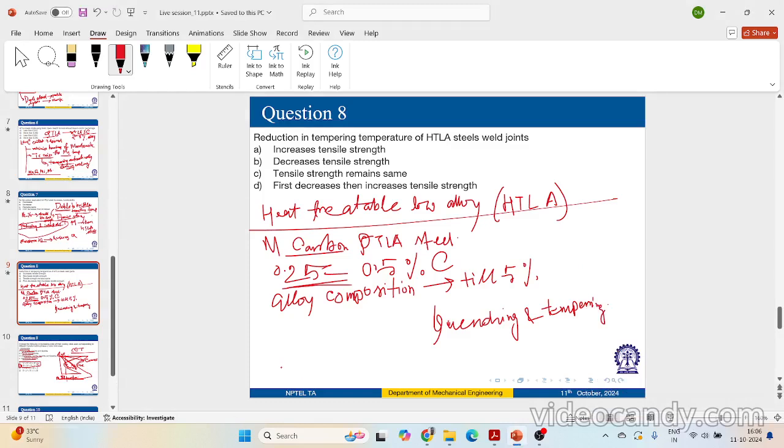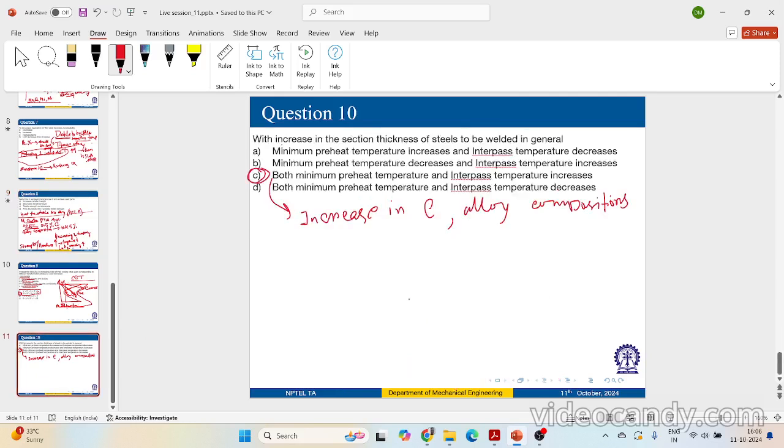So strength, or I will say hardness, is higher, toughness is lower. So hydrogen cracking tendency is much higher.